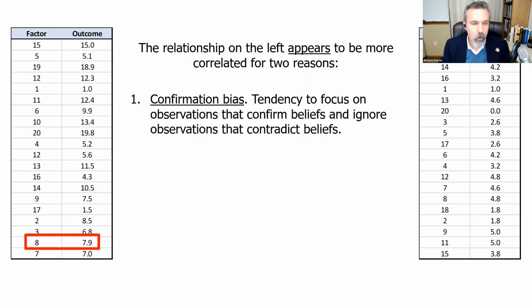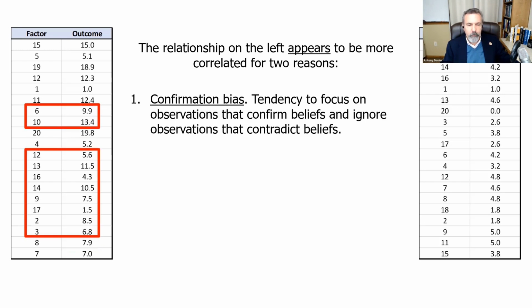What's happening is the students saw a few numbers that matched up, and they start looking for more numbers that match up. Every time they see numbers that match up, they're more and more convinced that the data on the left has a very high correlation. What's happening is confirmation bias. What the students are not paying attention to are all those numbers where the factor and the outcome are markedly different.